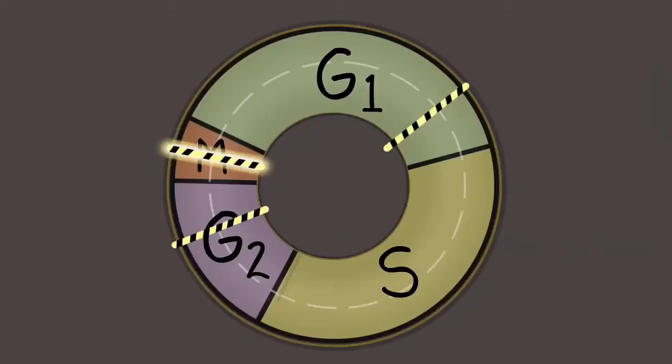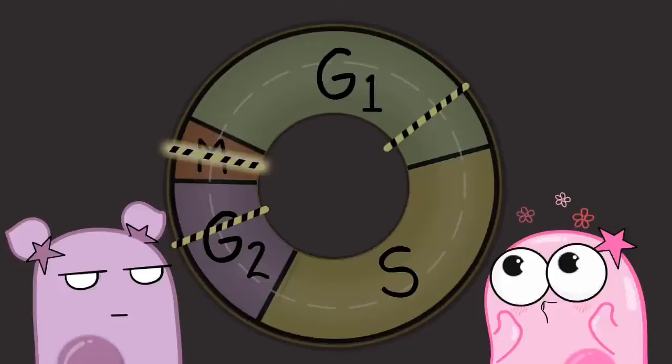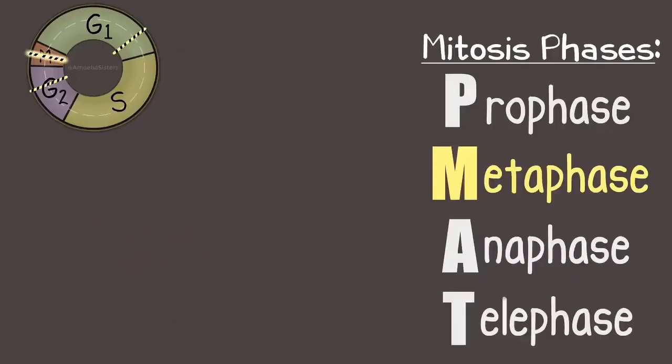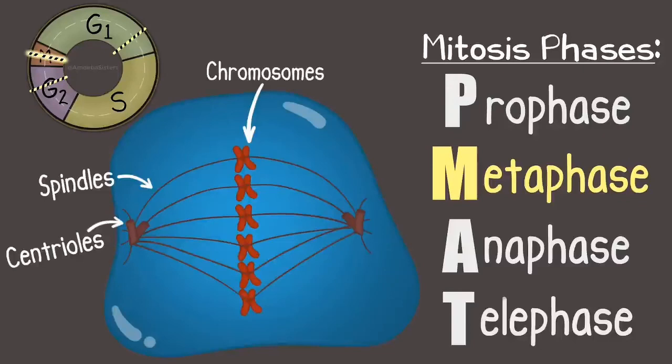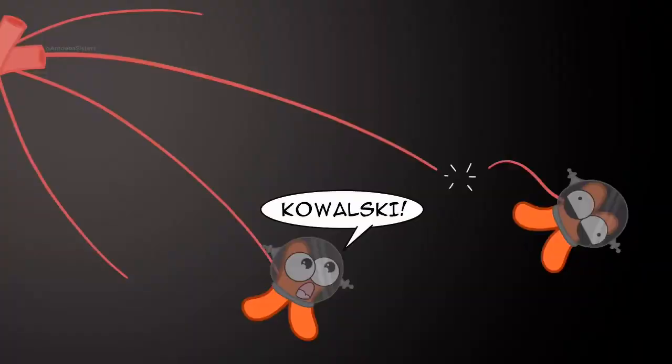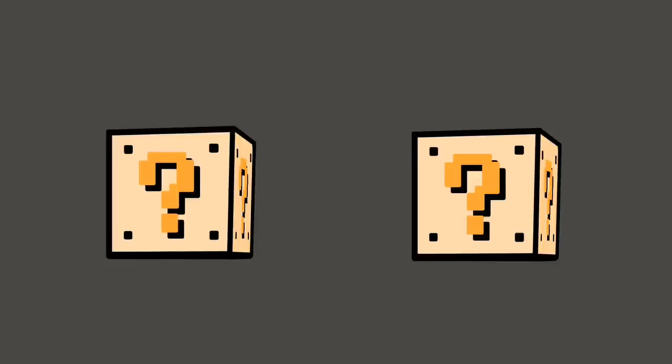Okay then, moving on. This next checkpoint in M phase is my favorite checkpoint. It checks in the stage metaphase to make sure the chromosomes, which are made of DNA, are lined up in the middle correctly, that they're all attached to the spindle correctly, because if they're not, the chromosomes will not be separated correctly.